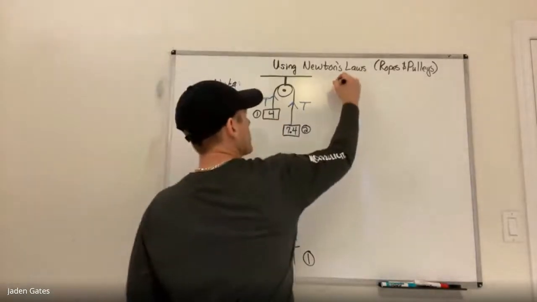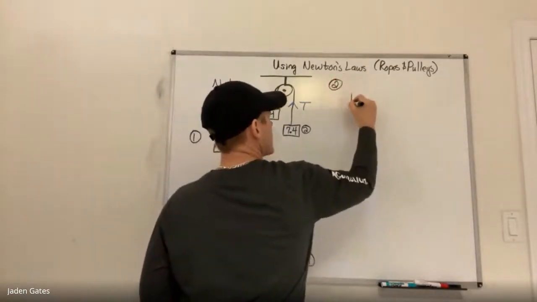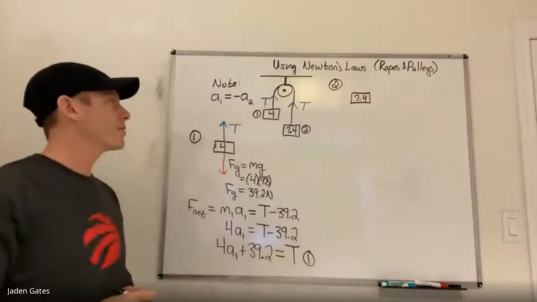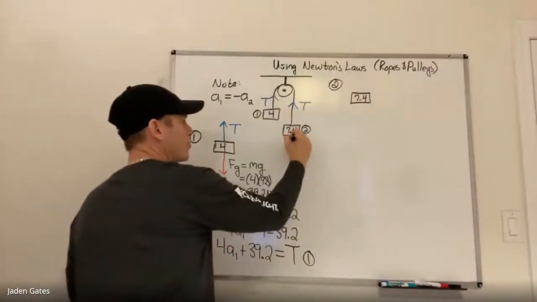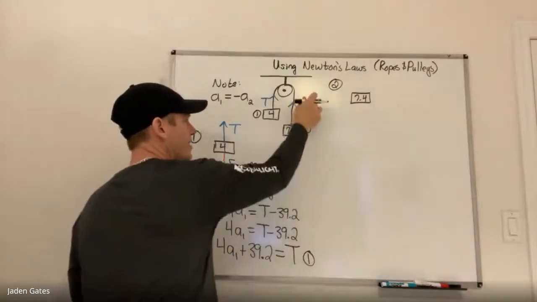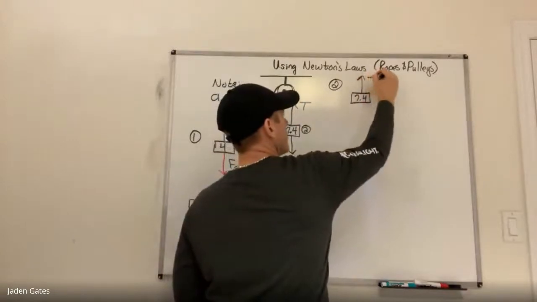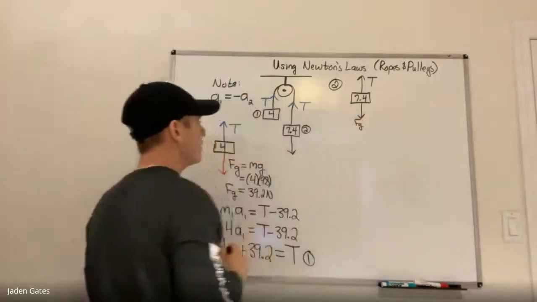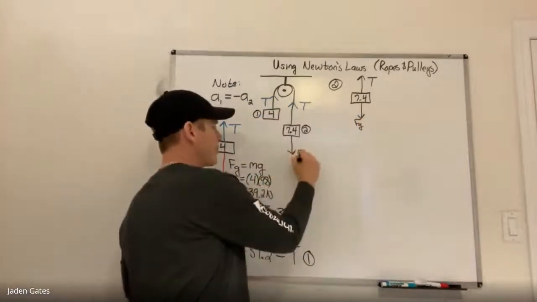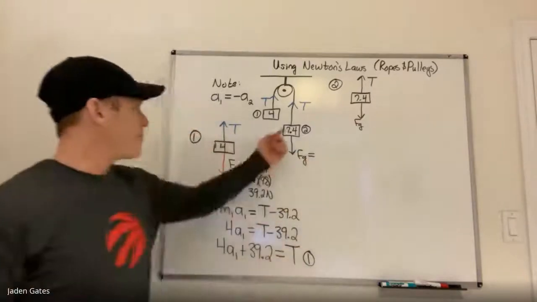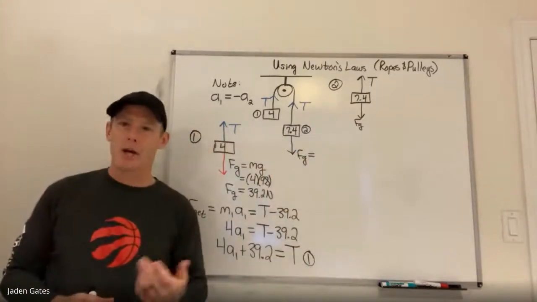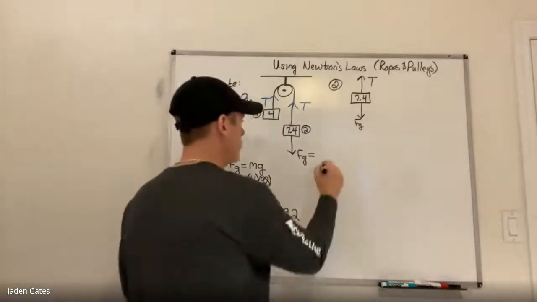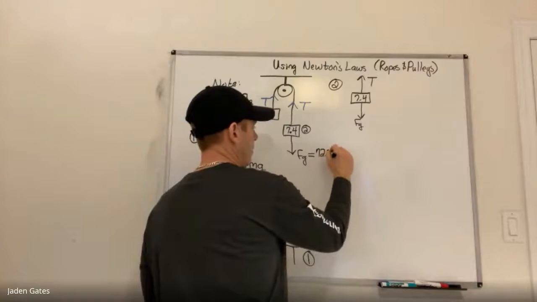My second object, I'm going to look at in a very similar manner. It is a 7.4 kilogram mass, and there are two forces acting on it as well. The tension is pulling it up, and the force of gravity is bringing it down. Again, I can find that force of gravity by taking my mass, 7.4, and multiplying it by g, 9.8, and this time I would get 72.52.